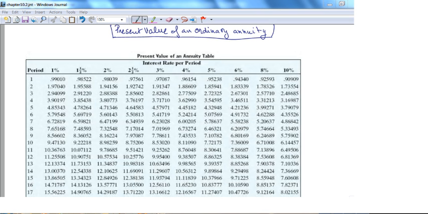Hello and welcome to a lesson about present value of an ordinary annuity. In this lesson, we'll find the present value of an annuity, which is the present value of a series of periodic payments. There are two ways to think of the present value of an annuity.